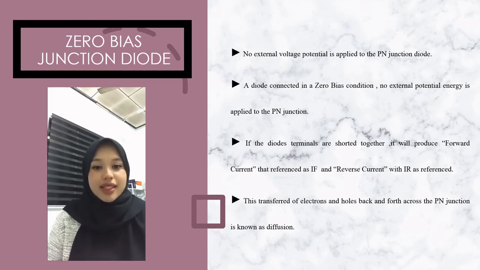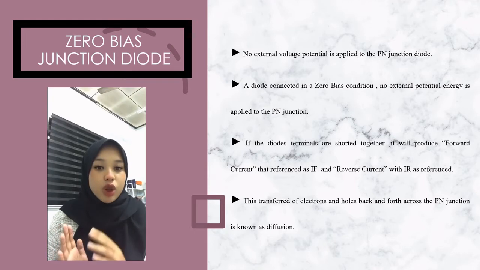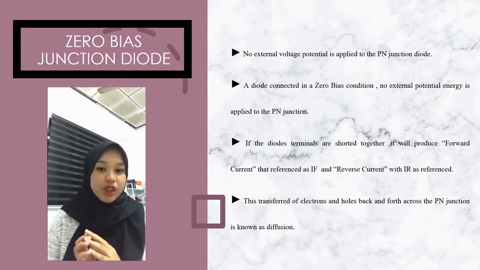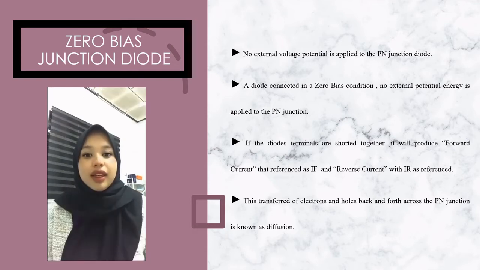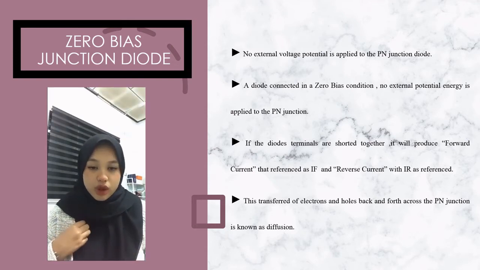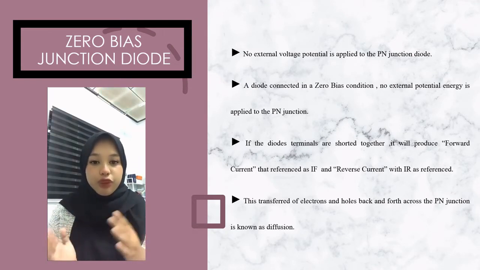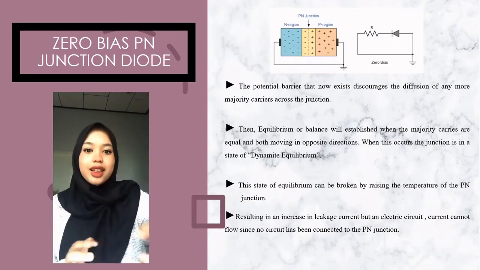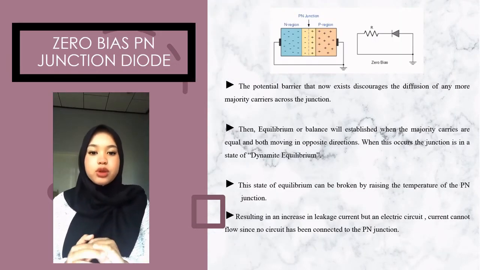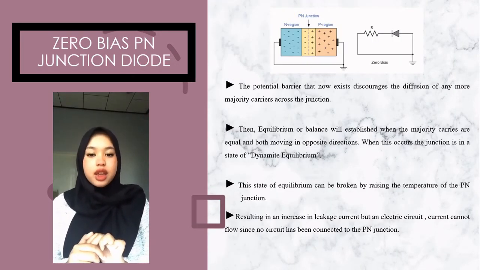Next, holes generated in the N-type material find the situation favorable and move across the junction in the opposite direction. This is known as the reverse current, with reference IR. This transfer of electrons and holes back and forth across the junction is known as diffusion. Next, I'm going to explain more about zero bias in PN junction diode.